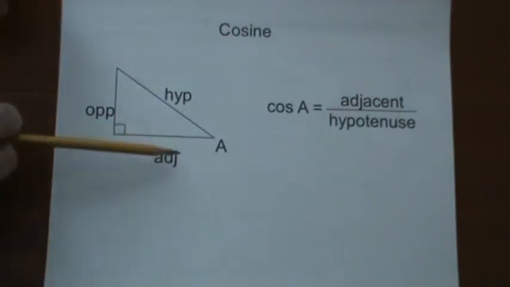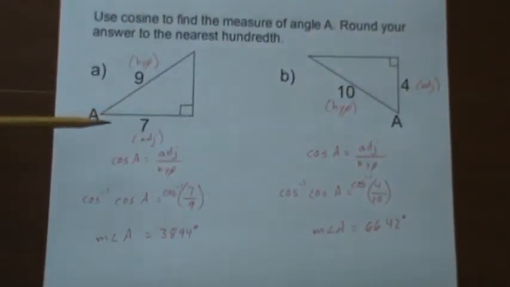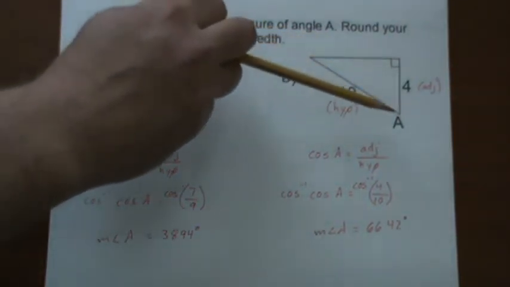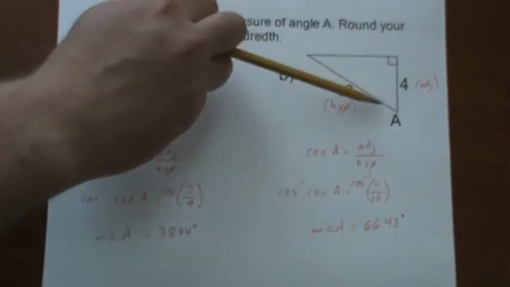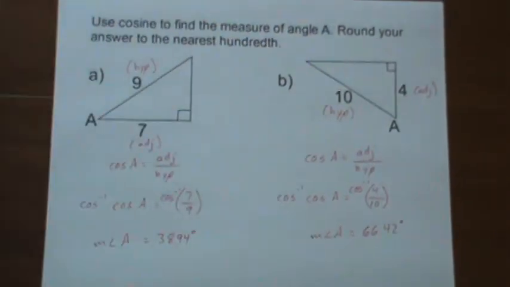So let's take a look at a couple examples where we have to find an angle measure using cosine. Here we're asked to use cosine to find the measure of an angle and round our answer to the nearest hundredth. So in both these examples we're going to be using cosine because we're working with the adjacent side, the leg that's next to the angle that we're using, and the hypotenuse. And same thing in B. In B, we're working with angle A. We're working with the leg next to angle A, so that's called the adjacent, and the hypotenuse, which is the side opposite the right angle.